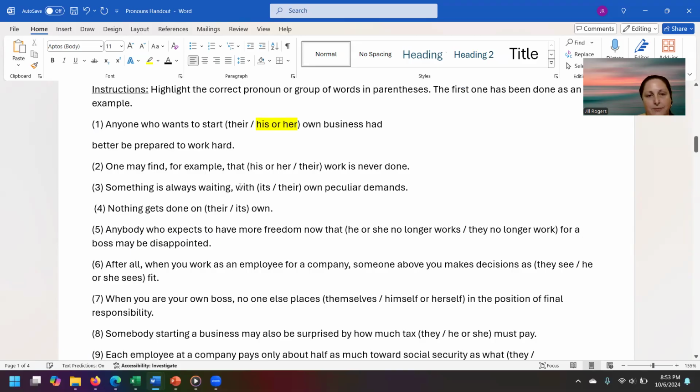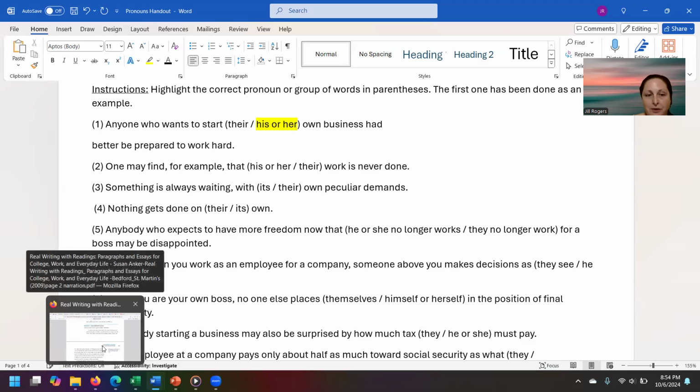All right. Do number 2 together. One may find, for example, that his or her work is never done. It's his or her. This is singular. Use his or her. That's it. Okay. All right. So that one is kind of easy because you know that these are indefinite pronouns, and you look up, oh, indefinite pronouns are treated as singular. So make sure that you are revising those in your paper as well. You don't make that mistake with using there when it's a singular pronoun.